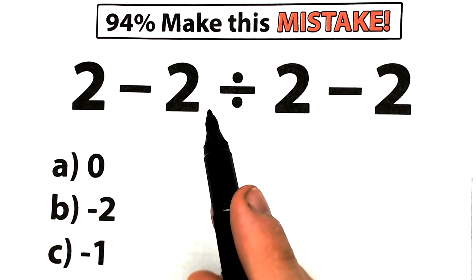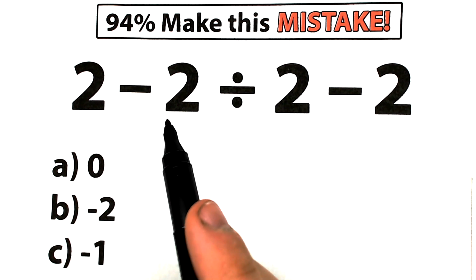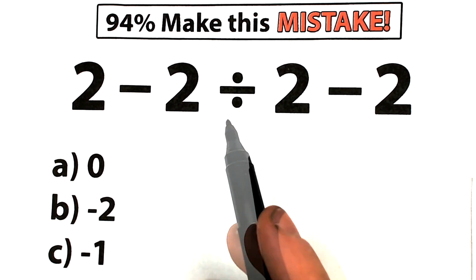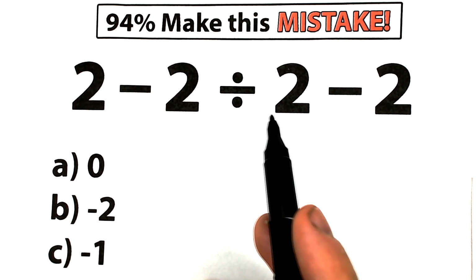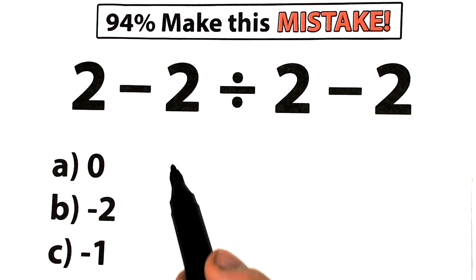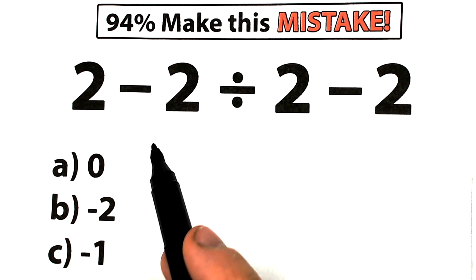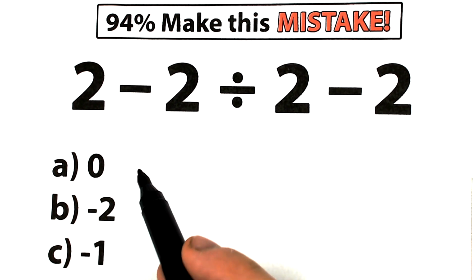We have 2 minus 2 divided by 2 minus 2. On the first side this is a very easy problem, so everyone can handle this question. This is basic subtraction, basic division, so it looks like everyone can solve this question. But what about the correct answer? I don't want you to use your calculator. Let's use our super brain in our head and let's choose one option. What do you think is the correct answer?